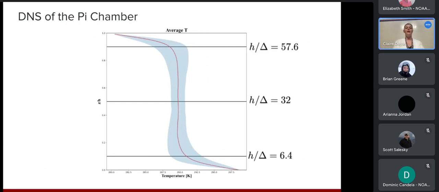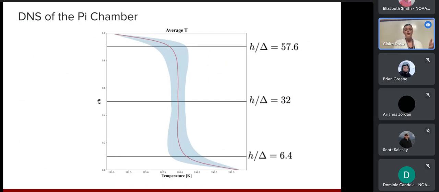So taking a look a little bit further into the details of the temperature profile for the DNS, like I said, we have that warm plate at the bottom and the cool plate at the top. And then both of those create a boundary layer feature near the top and bottom walls. And then we're well mixed throughout the middle of the domain.